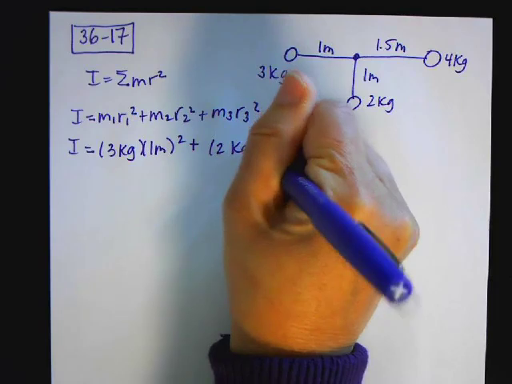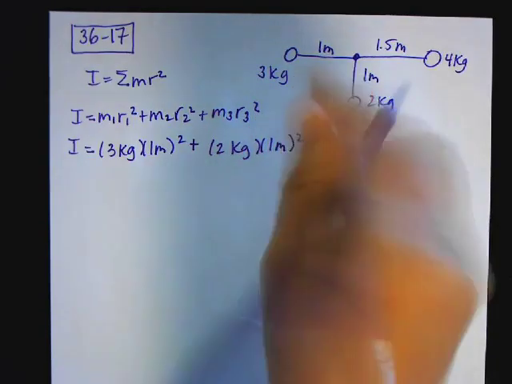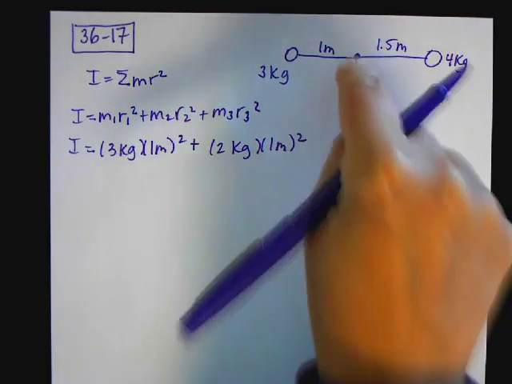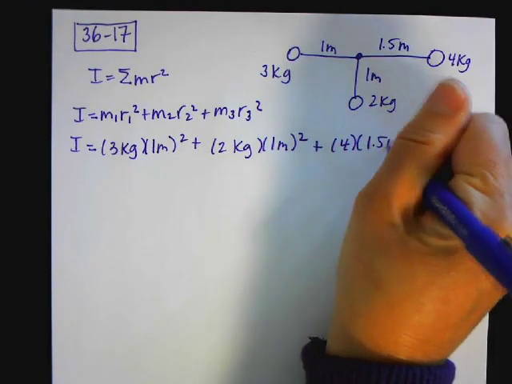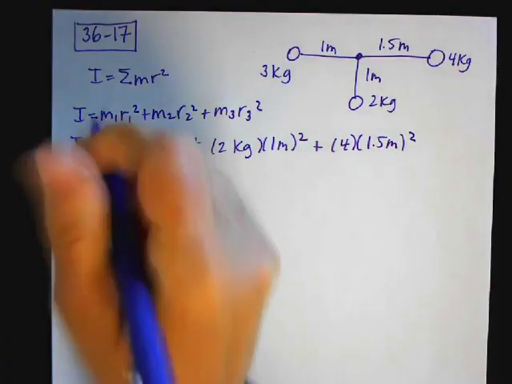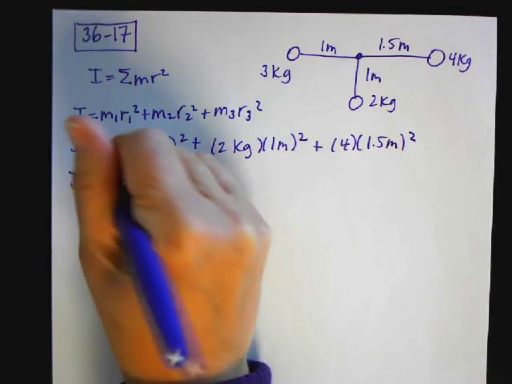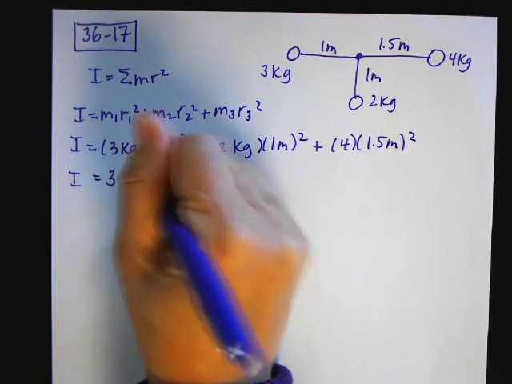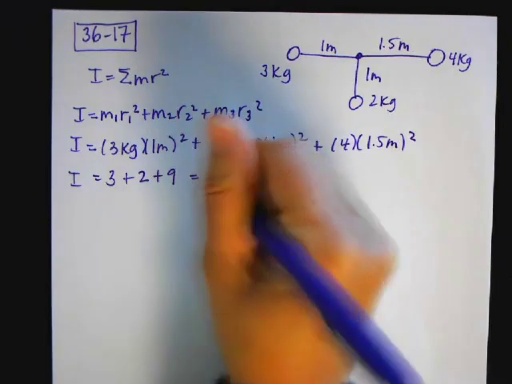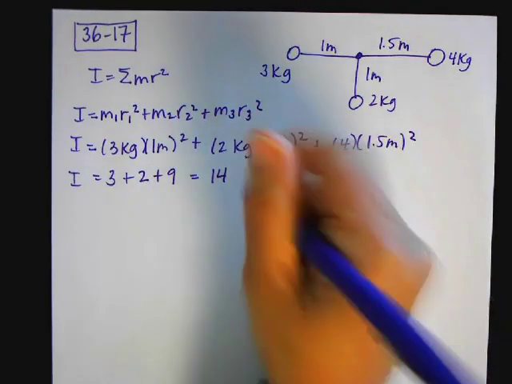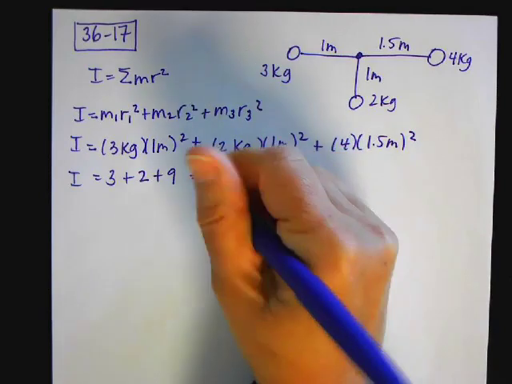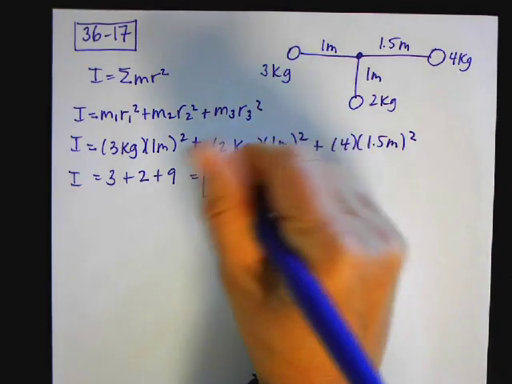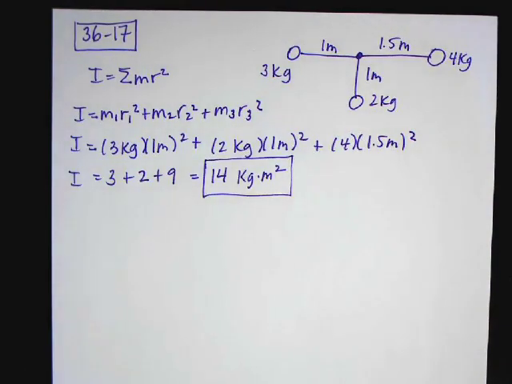Now when I calculate the moment of inertia, it's 3 kilograms times 1 meter squared plus 2 kilograms times 1 meter squared. So again, 3 times 1 squared, 2 times 1 squared, plus 4 times 1.5 squared. When I add all this up, I get 3 plus 2 plus 9. So my moment of inertia of the system of three objects is 14 kilogram meter squared. And that's it for number 17.